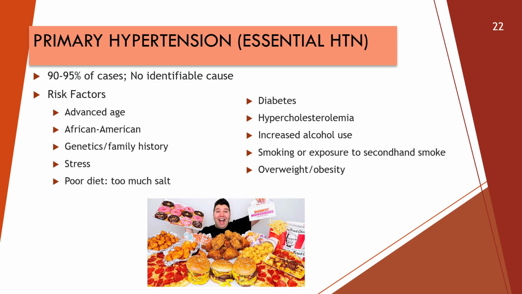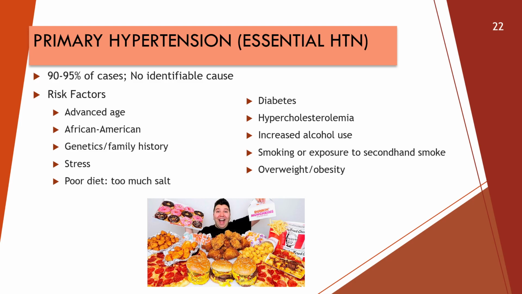What we do see is that patients with specific factors are more at risk for developing this type. So, for example, patients that are older, if they're African American, or have a family history of hypertension, those are all at an increased risk, and we can't modify those factors like we just discussed.